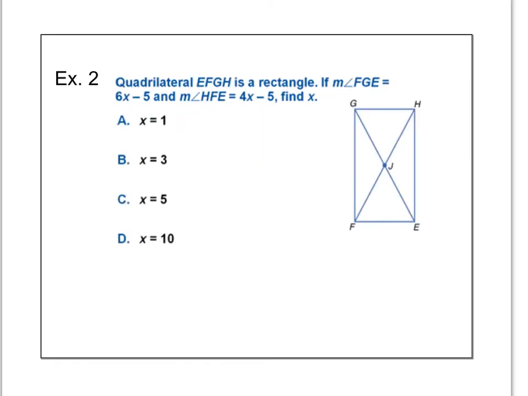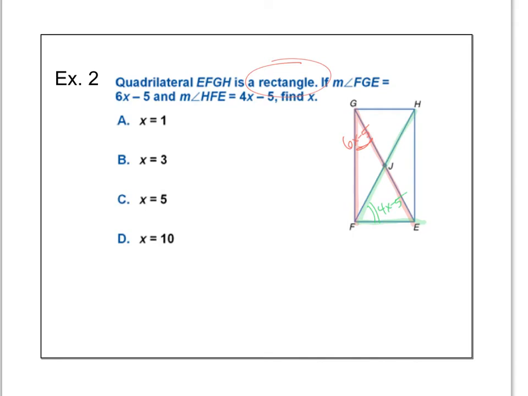Quadrilateral EFGH is a rectangle. So they're telling us this. If the measure of angle FGE, so let's find FGE, here it is up here, if that is 6x minus 5, and the measure of angle HFE, so HFE, that is this angle down here, and that is 4x minus 5, then find x.